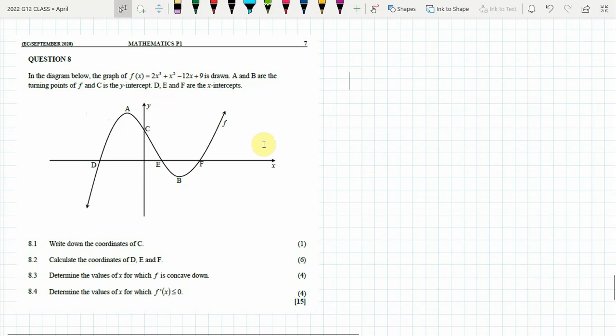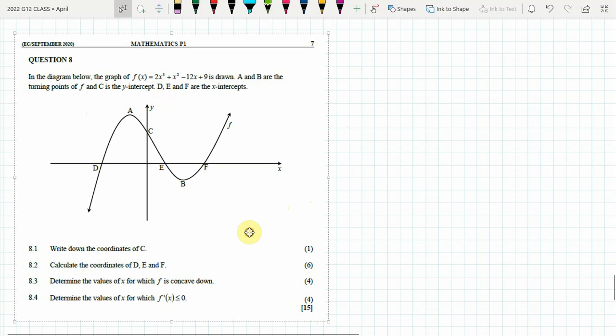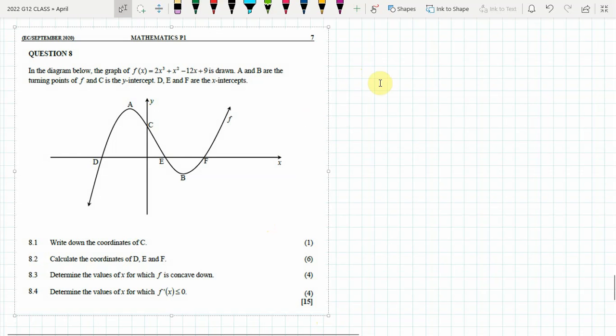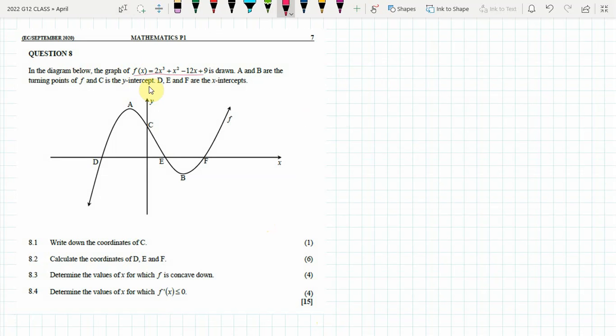Okay, so let's look at this one. Is everything clear on the screen? Okay, so we are told that f has that equation. We are given the equation in full. The graph of f is shown, and A and B are the turning points. They are the relative extrema, because it's a cubic function, they are not absolute.